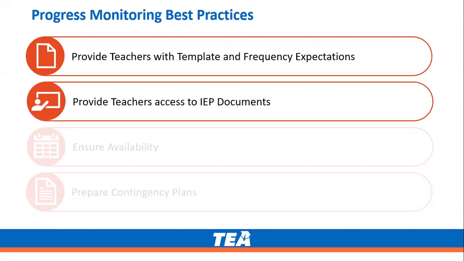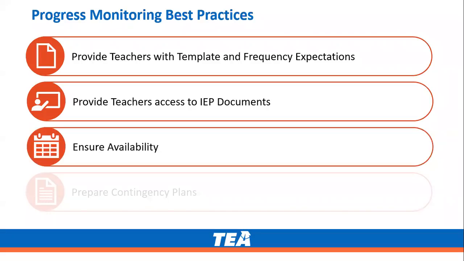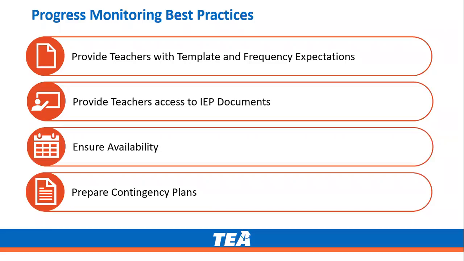Next, make sure to provide teachers access to the IEP documents. This is vital to student and teacher success during remote learning. Ensure teachers have continued access to and are knowledgeable about their students' IEP documents, such as goals, objectives, accommodations, modifications, behavior plans, and supplements while working remotely. Next, ensure availability. Schools need to ensure teachers are providing families with office hours and tutoring availability. And finally, prepare contingency plans.